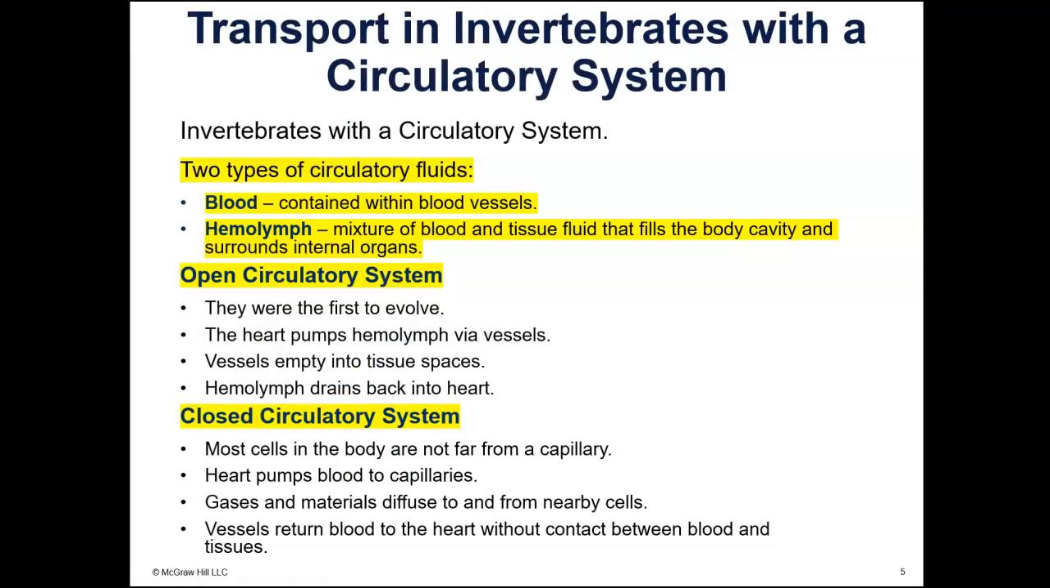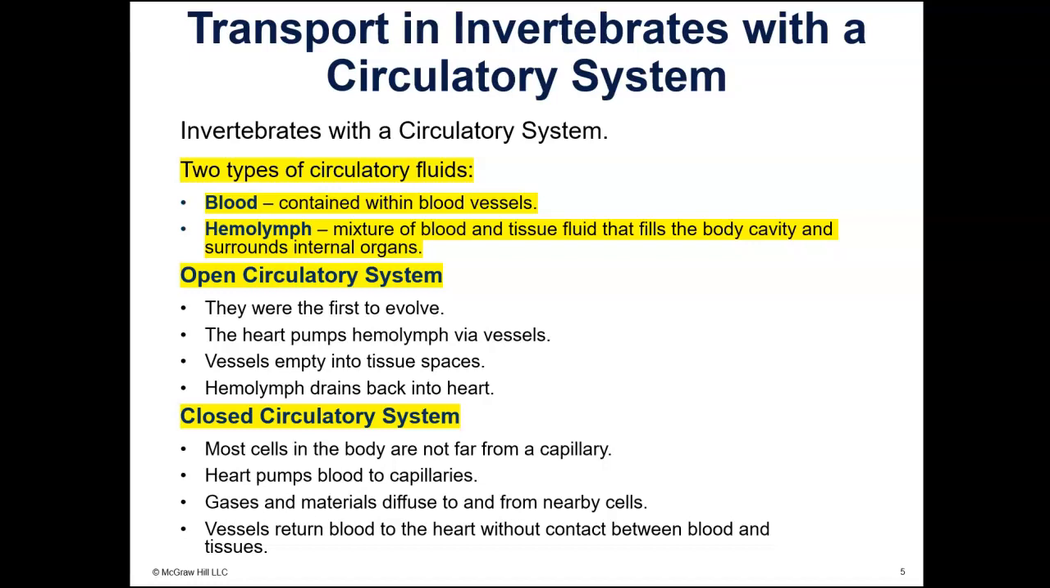Okay, so I want you to know the difference between the two types of circulatory fluids because of course, humans have blood, and blood is contained within blood vessels. So any animal that has blood also has a closed circulatory system. And that means that you have blood that is contained within blood vessels, and it's pumped into the blood vessels by the heart, and then it drains back into the heart through those blood vessels.